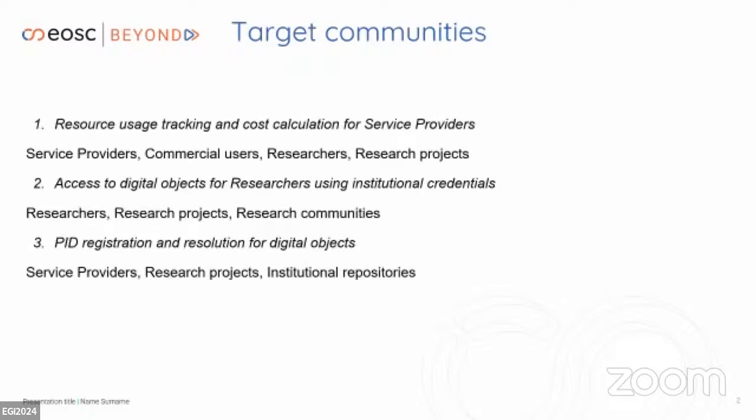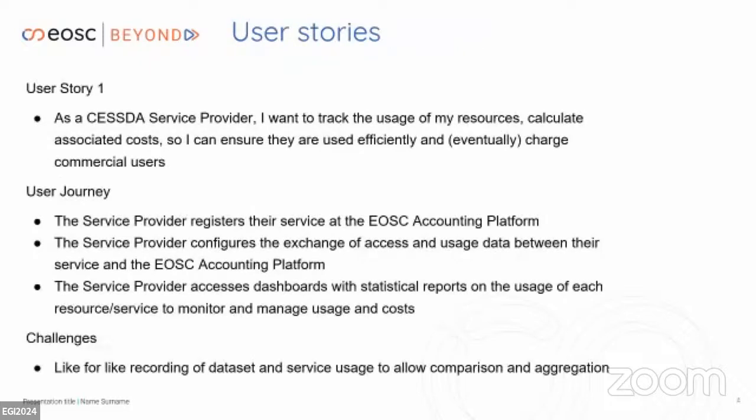So there we have the target communities for these three use cases. Unsurprisingly, there's a lot of overlap between them. They're basically either service providers or some type of researcher or research community. And then for one of them, there's commercial users. But otherwise, it's very much as you'd expect. So the user stories for each: for tracking the usage of the resources, calculate the costs, and at some point in the future, passing those costs on to the commercial users.